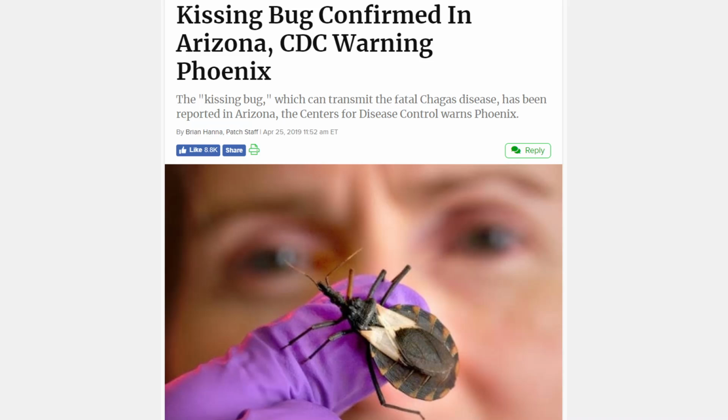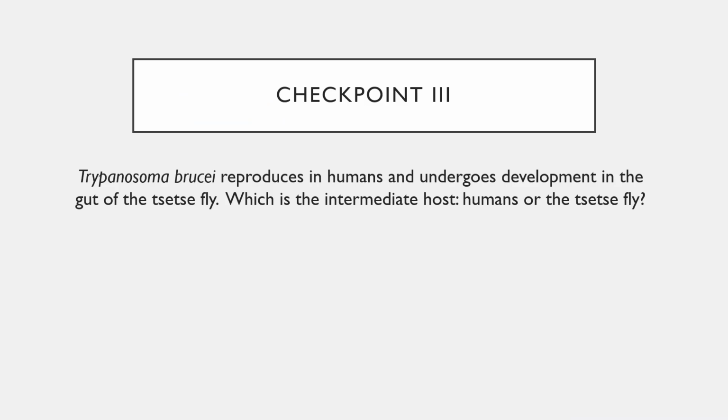So at this point, I have another checkpoint for you about these parasites. Trypanosoma brucei reproduces in humans and undergoes development in the gut of the tsetse fly. So which is the intermediate host? Humans or the tsetse fly?